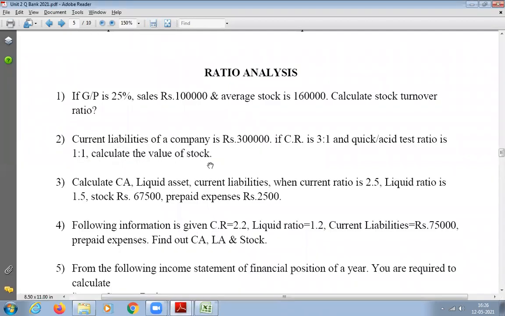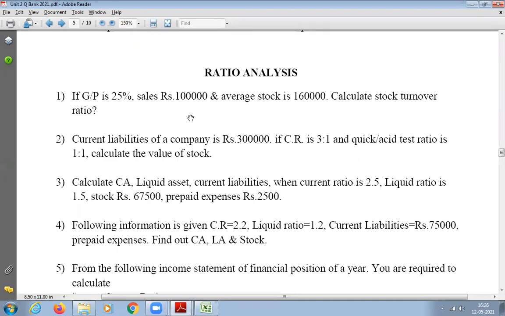How did you get that? Total sales minus GP, and GP is 25%. So how much is the GP amount? Sir, 1 lakh into 25 divided by 100 is equal to 25,000. Then 1 lakh minus 25,000 is equal to 75,000.